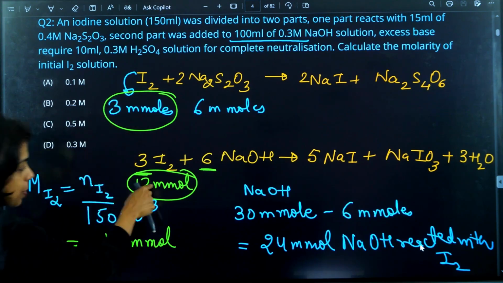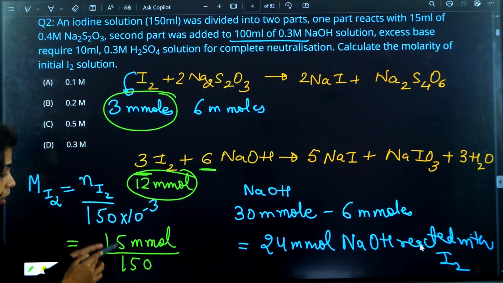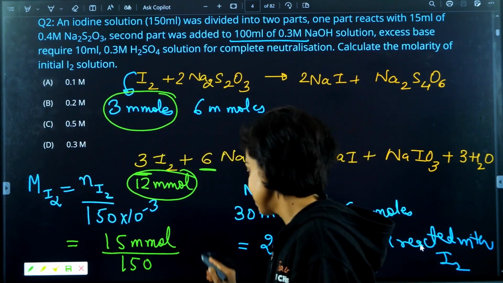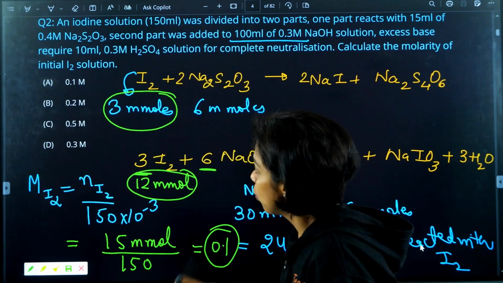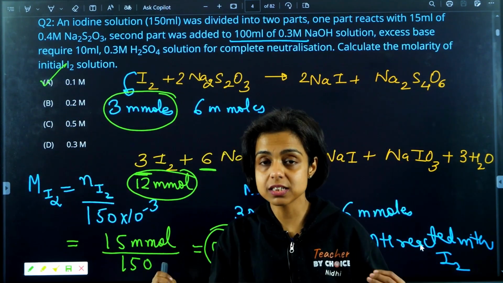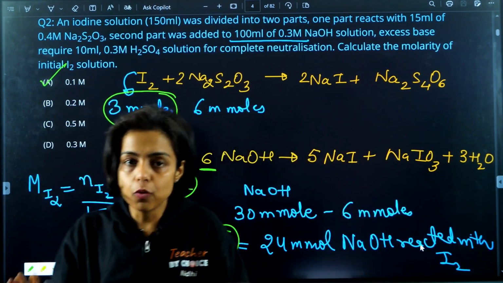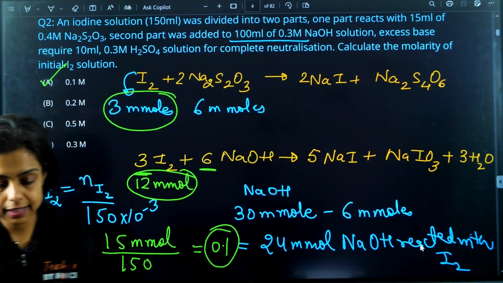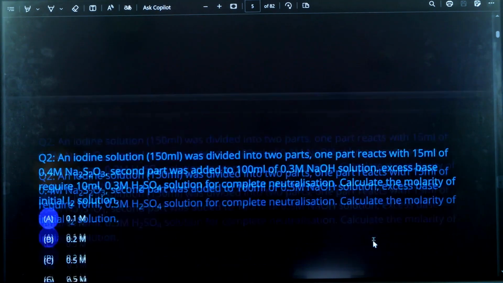Right? Total from first part and second part divided by the total volume. As I'm taking the millimoles, I'm taking the volume in milliliters. That will give me the molarity as 0.1. So 0.1 should be the answer. 0.1 molar of iodine. That is the molarity of the initial iodine solution. Pretty simple. Molarity into volume we are using to get the moles, 2 equations. And I'm sure you get it right, guys. So the answer indeed is, you can check, A.